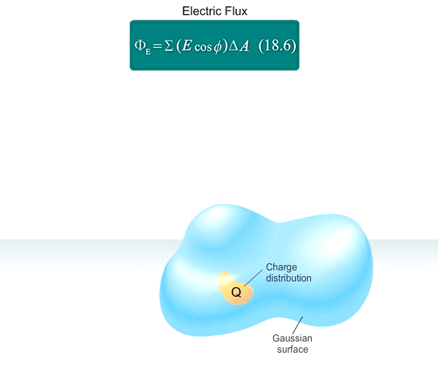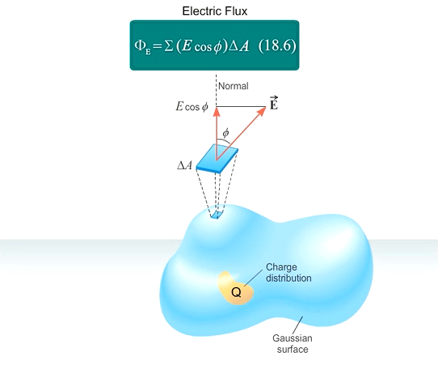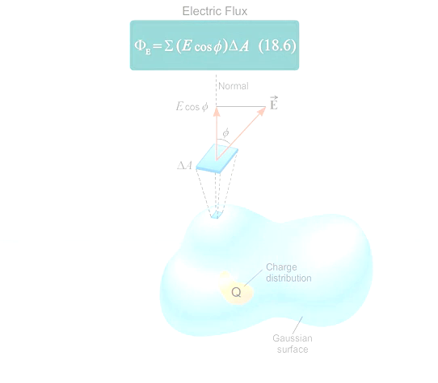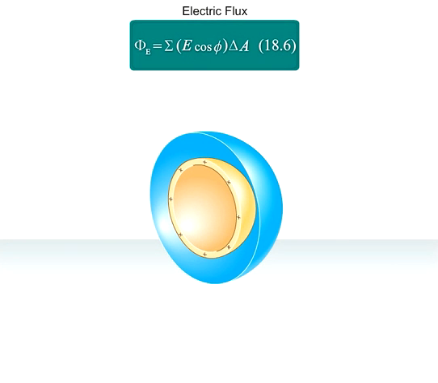Conceptually, we have an arbitrary surface through which an electric field is passing. We are taking that surface and breaking it into small pieces. For each small piece of surface, phi is the angle between the direction of the electric field and the normal to the surface. In Gauss's law, the closed surface may be any arbitrary shape.